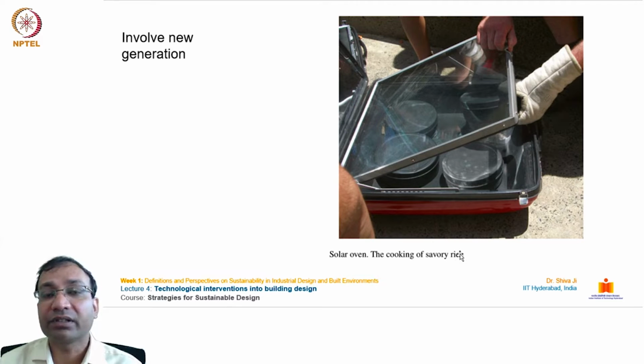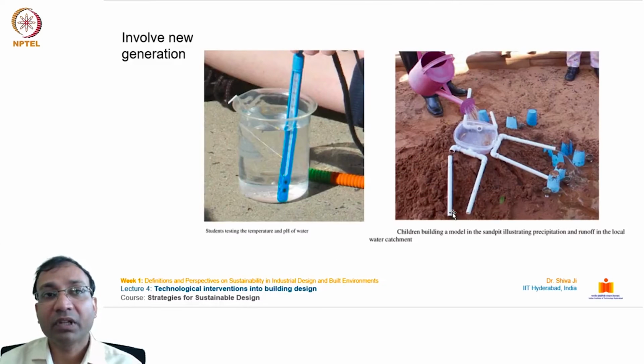For example, if you see over here, this cooking system is given, which utilizes solar light to prepare dishes.